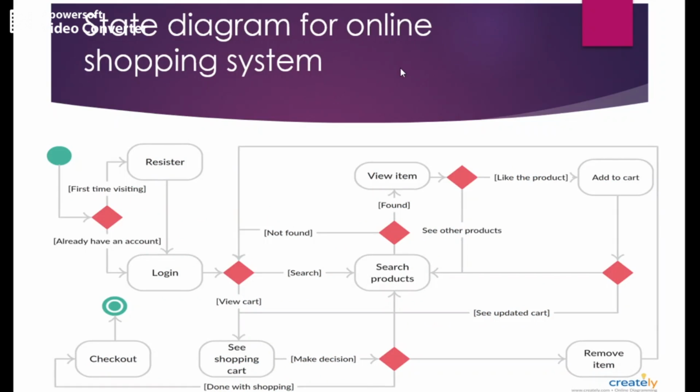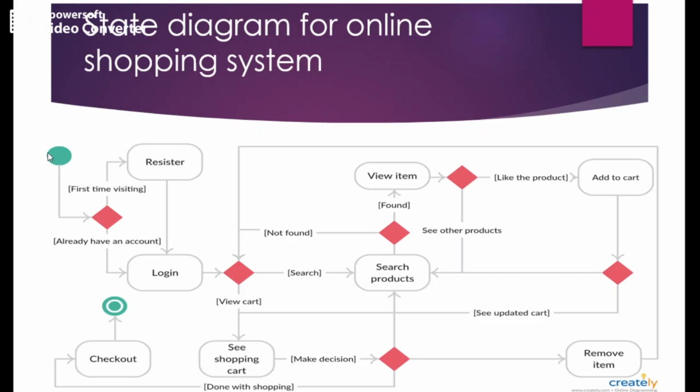Next, we will move on towards the state diagram for online shopping system. State diagram. So earlier we had seen the sequence diagram. Now we'll move on to the state diagram for online shopping system. So already you have studied about state diagrams. You've seen the microwave oven.